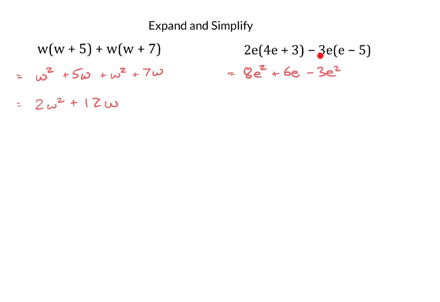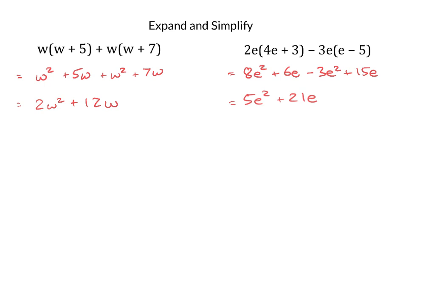And then I have minus 3e times minus 5. Minus times a minus is a plus. 3 times 5 is 15, and then I have to have my e. Then if I look, I have two terms with e squared and two terms with e. So what I can now do is I can actually combine what we call similar terms. So I do 8e squared minus 3e squared is 5e squared, and 6e plus 15e is 21e.